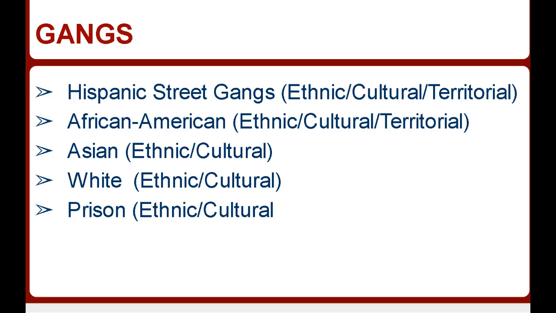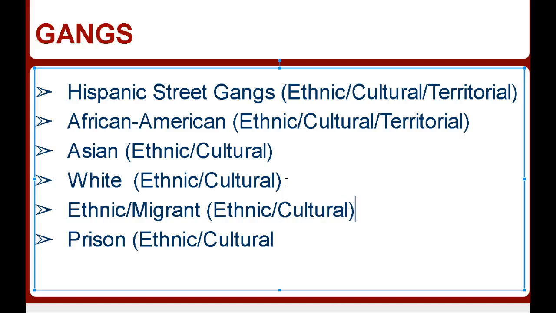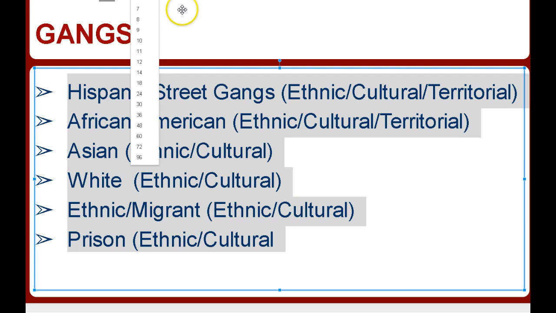Okay, we're going to talk about different street gangs. We're going to start off with Hispanic, go to African American and Asian, white, and then prison. Also down here, I'm going to add another one if you don't mind. It's going to be more of your ethnic migrant, and this is more ethnic and cultural. And I'll explain what this is in a minute. So this is the behaviors, if you will, of different street gangs nationally, and just the type of activity that they associate themselves with.